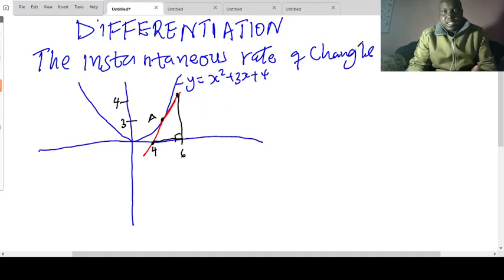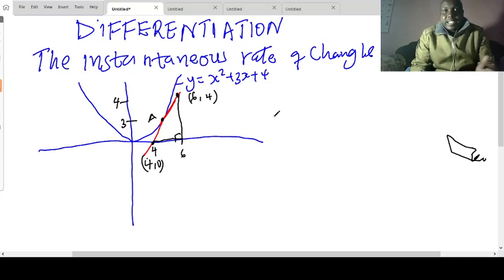For example, in this case, if the coordinate at this point is, for example, (6, 4), and this point here is (4, 0), then what I need to get is the gradient of that line, and that is what we call the instantaneous rate of change at that point.